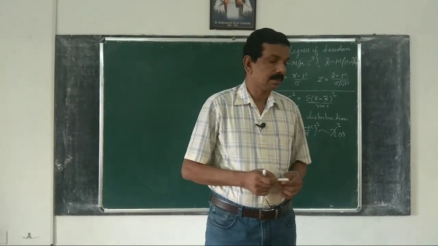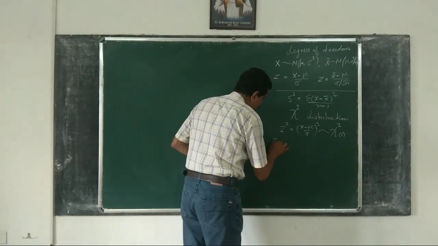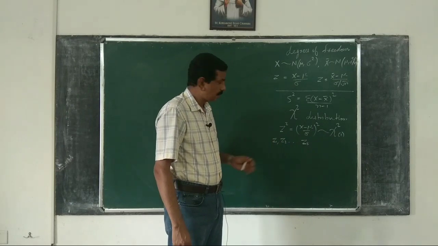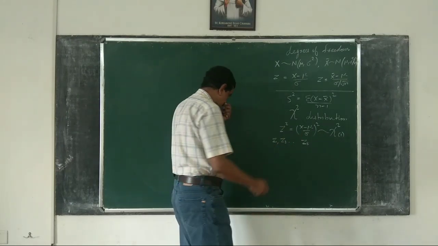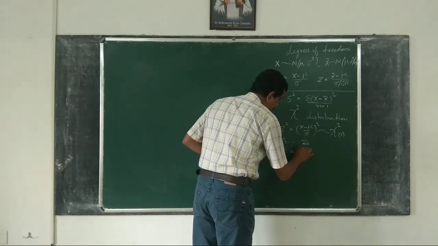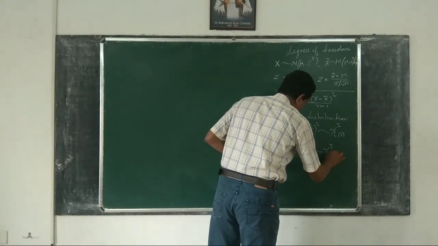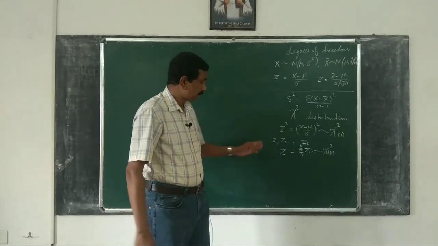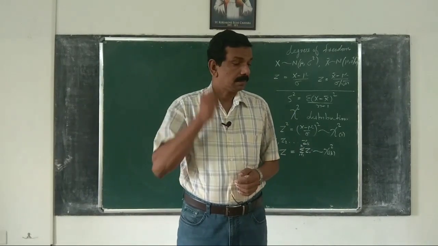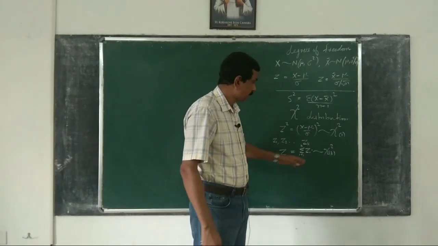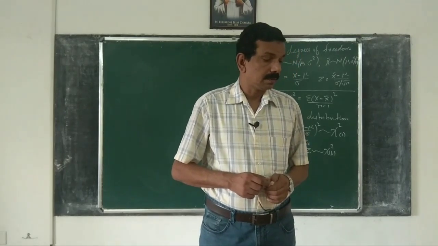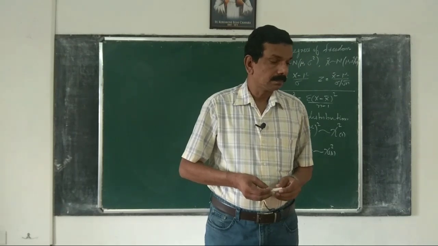Now, we can generalize this. If Z1, Z2, up to Zk are independently distributed chi-square variables, then the sum Z equal to sigma Zi, i equal to 1 to k, is distributed as a chi-square variable with k degrees of freedom.